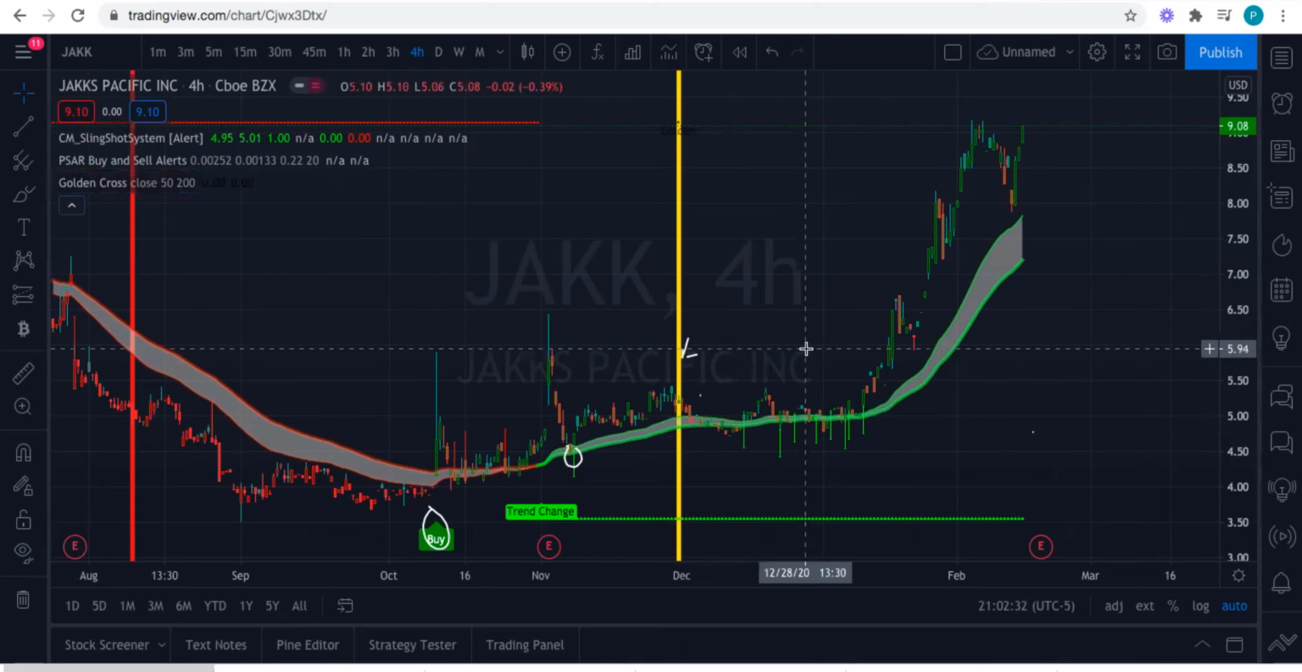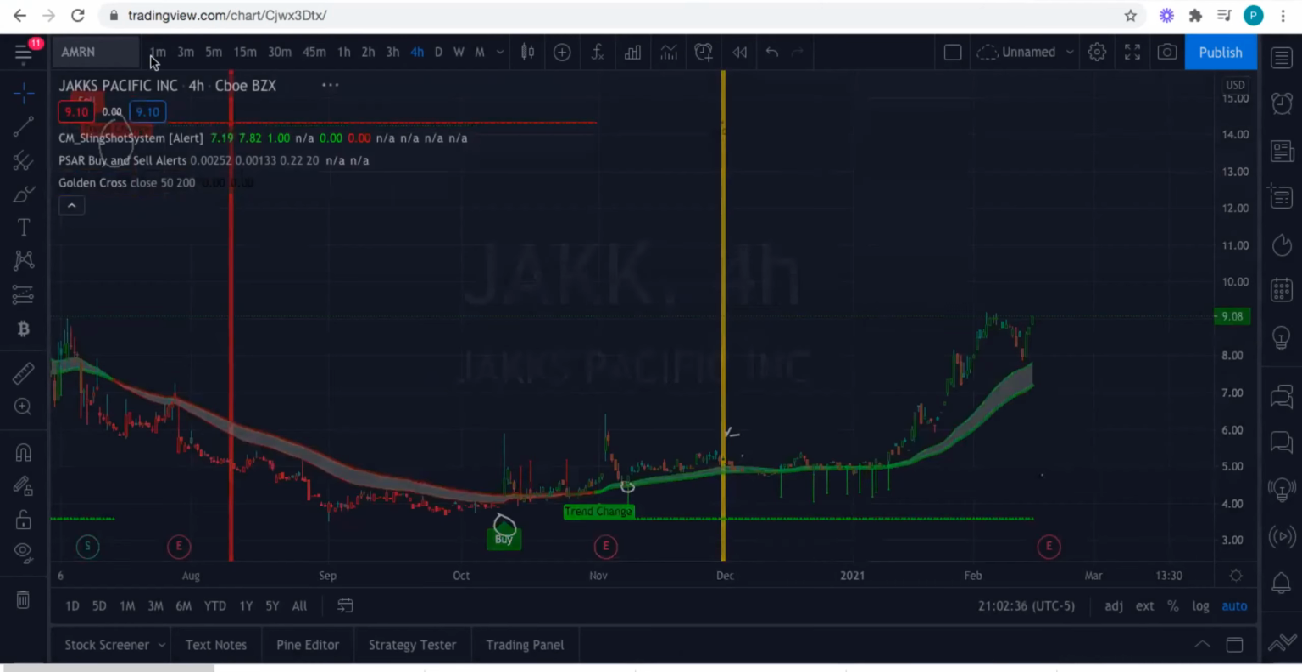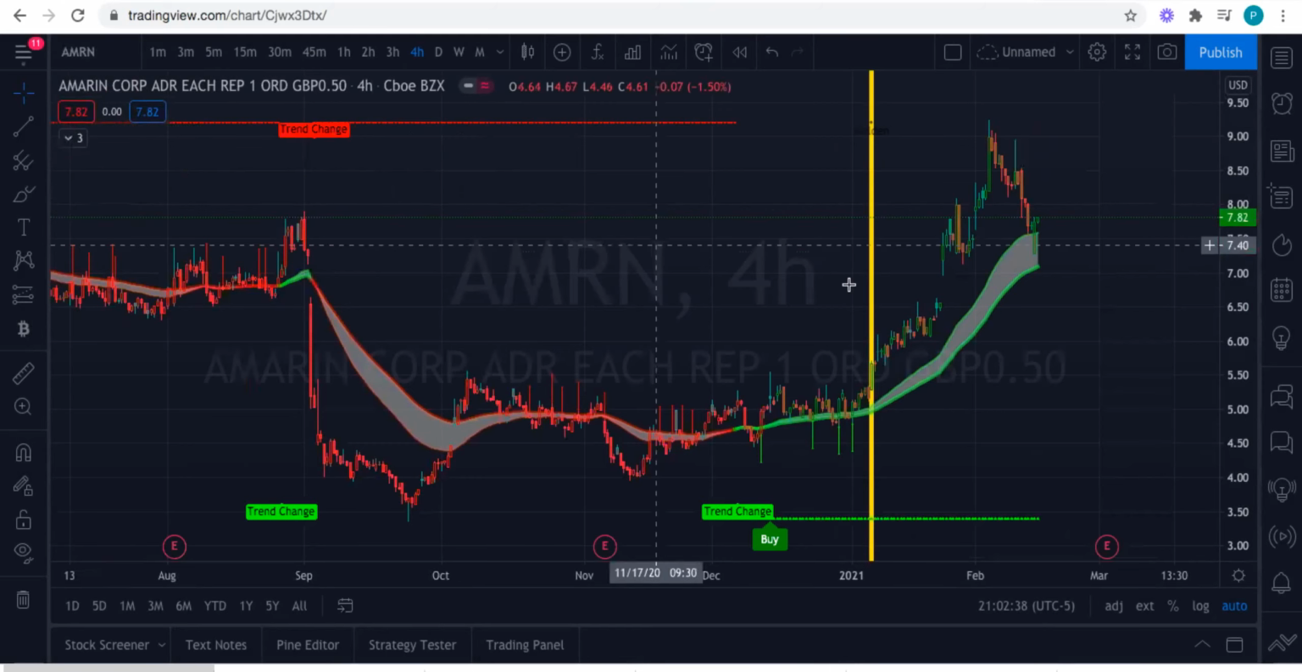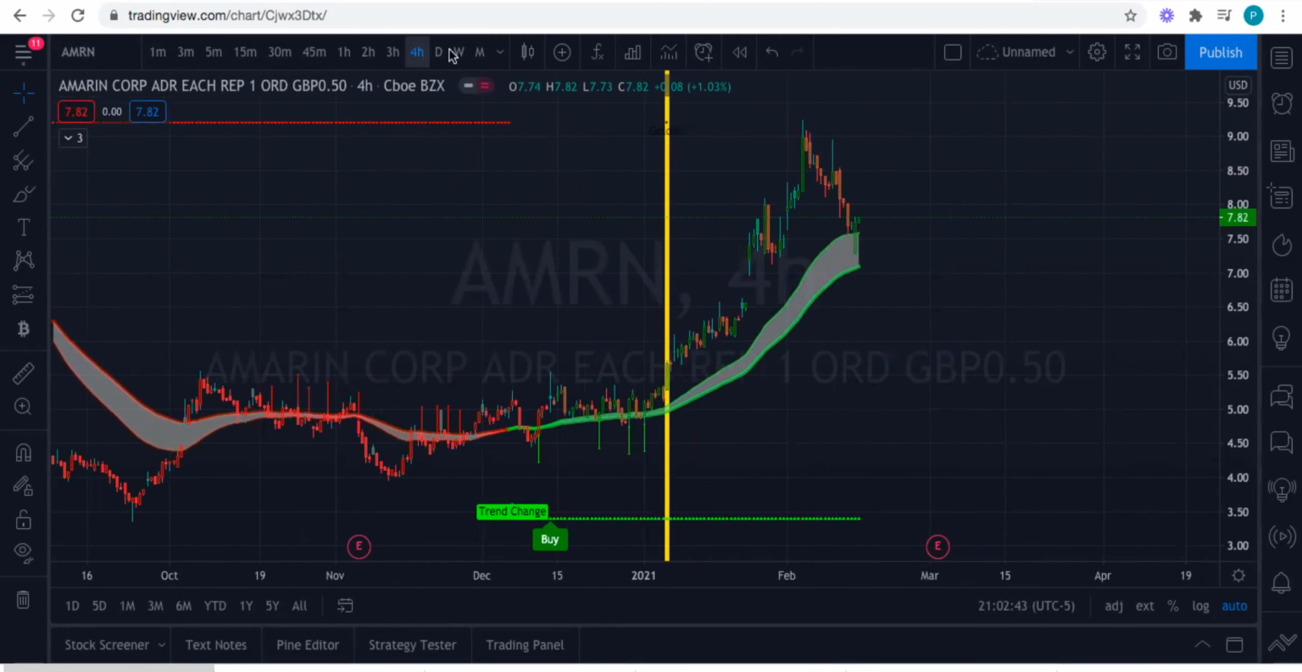But again, what I'm looking for, I'll show you on another stock. Let's just do AMRN just because I like that stock. And again, here on the 4-hour chart, I always look at either the 2-hour if I'm looking for a shorter swing, or the 4-hour if I'm looking for a midterm to long-term swing. So here I have my trend change and my buy indicator. I have my buy arrows.